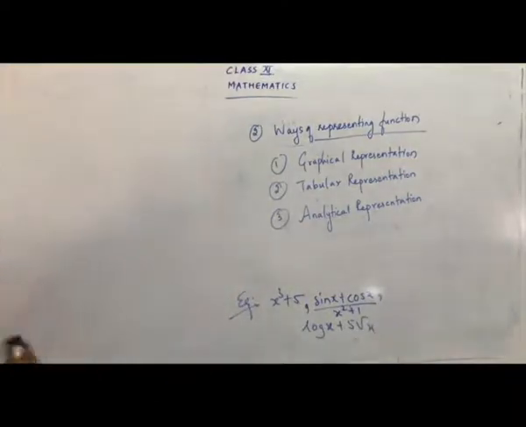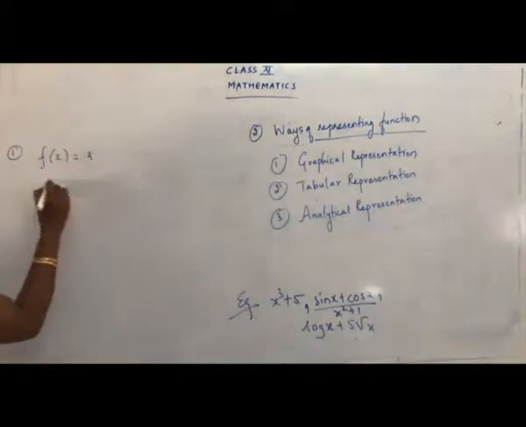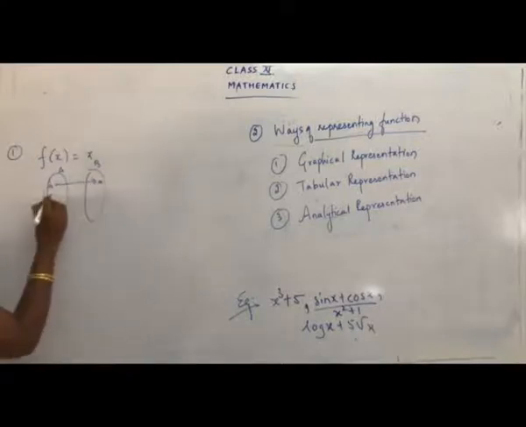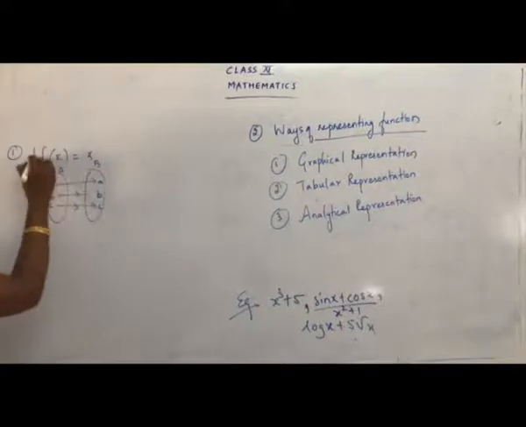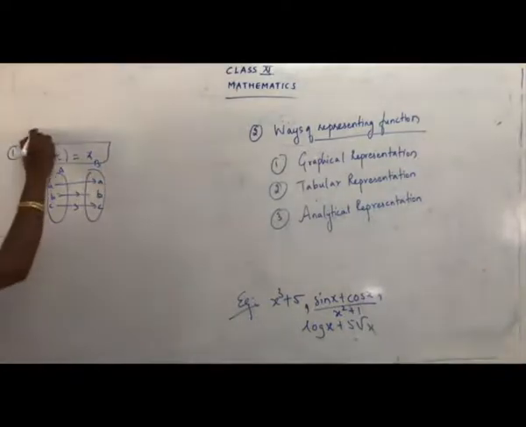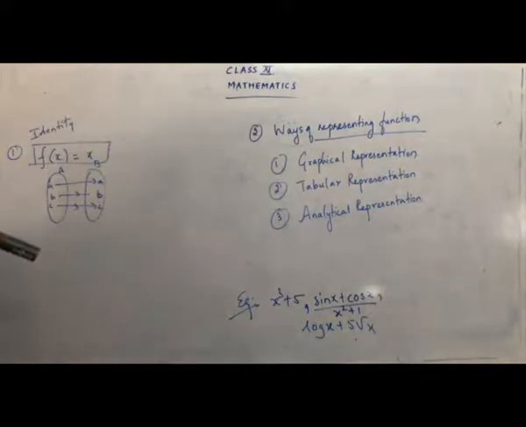So we have a function. The first one is identity function. It is written as f of x is equal to x. Suppose you have a mapping from A to A, with elements A, B, C. If you have the format f of x is equal to x, you call it an identity function. This may be asked in a multiple choice question, so understand the question carefully. Identity means f of x is equal to x.